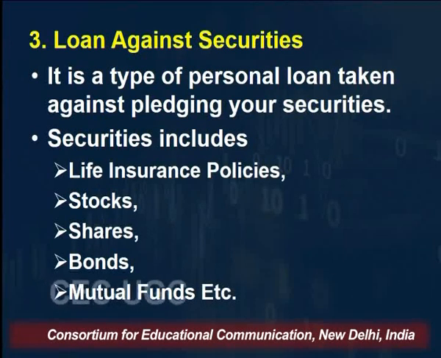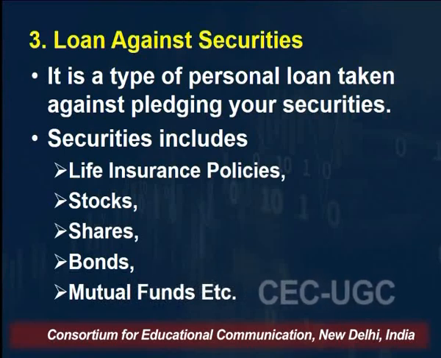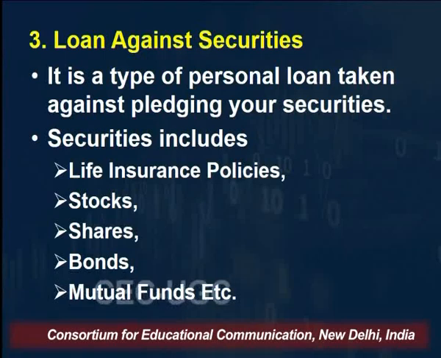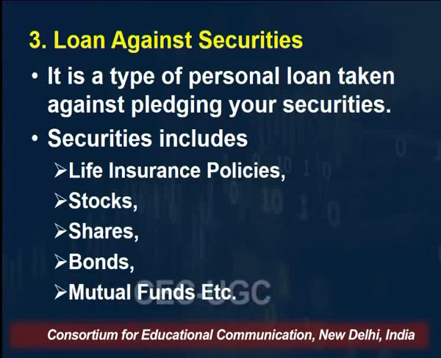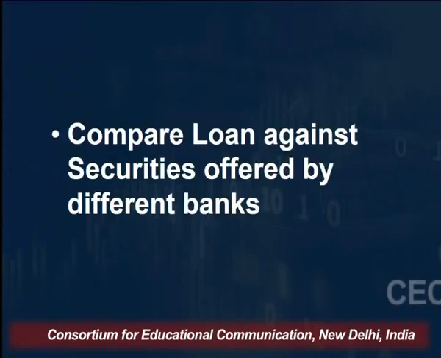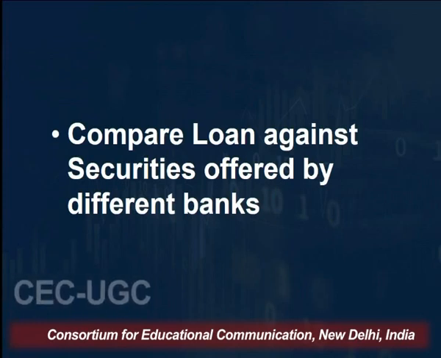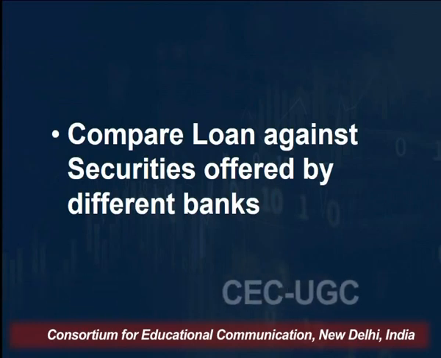Next we have a loan against securities. It is a type of personal loan taken against pledging your securities. The securities include life insurance policies, stocks, shares, bonds and mutual funds. So whatever financial securities you have, they can be taken as a base to take the personal loan. You have to compare the loan against securities offered by different banks.